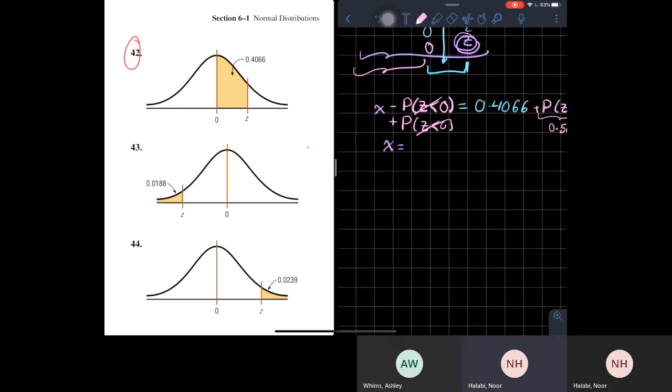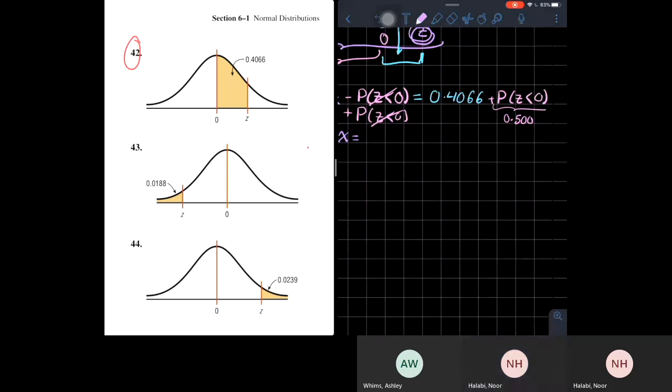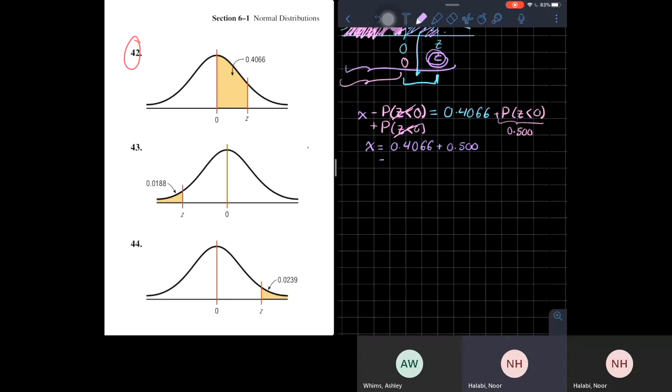Anyways, okay, so let's do that. It's gonna be 0.4066 plus the probability that I'm less than 0, so 0.500. And this is gonna give me 0.9066. Okay, so now I know what my x is.